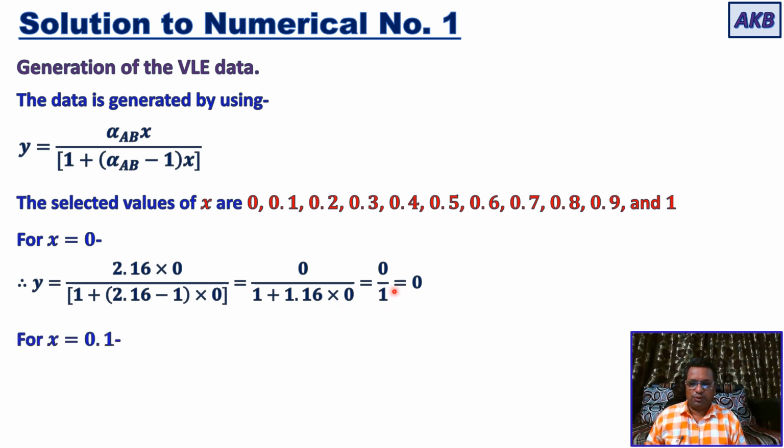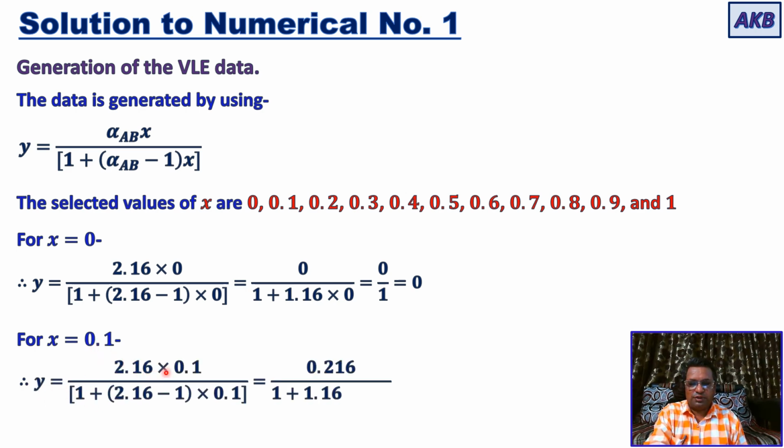One more value, I will show you how to get y at x is equal to 0.1. At x is equal to 0.1, if you use the equation, it will be y is equal to 2.16 into 0.1 divided by 1 plus 2.16 minus 1 into 0.1, that is 0.216 divided by 1 plus 1.16 into 0.1, that is 0.216 divided by 1.116, that comes out to be 0.19.